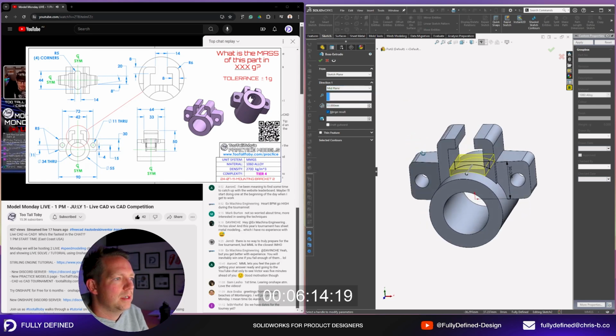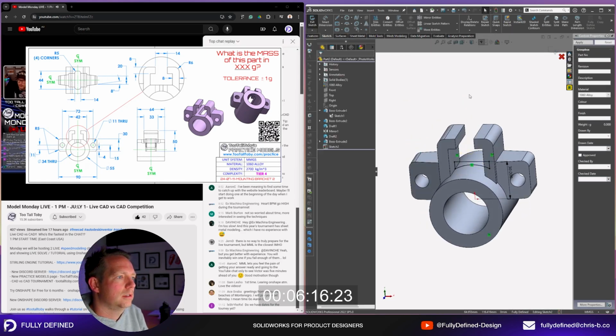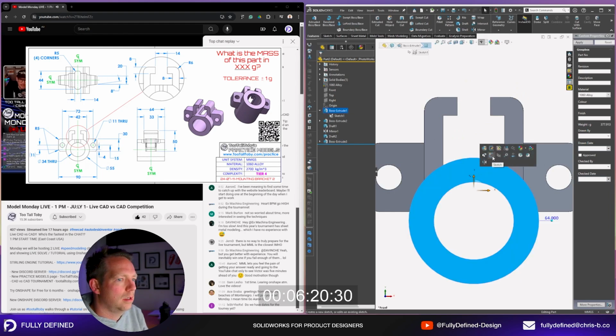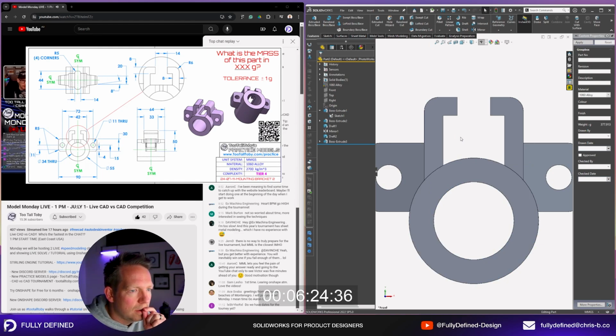Oh, I've got to cut material out. Let's get into it. Not doing well on this one. So the model we're going to do now is going to be this one here, this 323. Do I have to cut material? Have I gone the wrong way? We're going to model this up in SolidWorks.